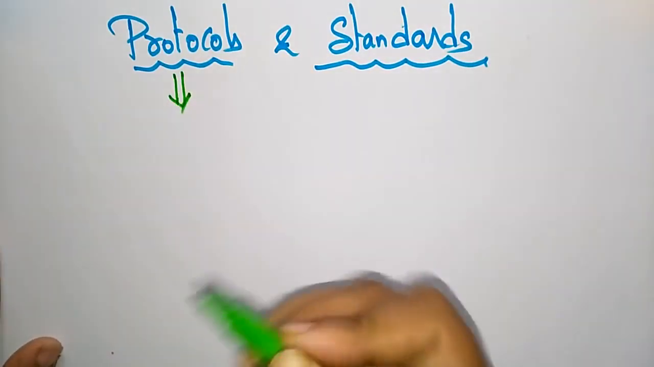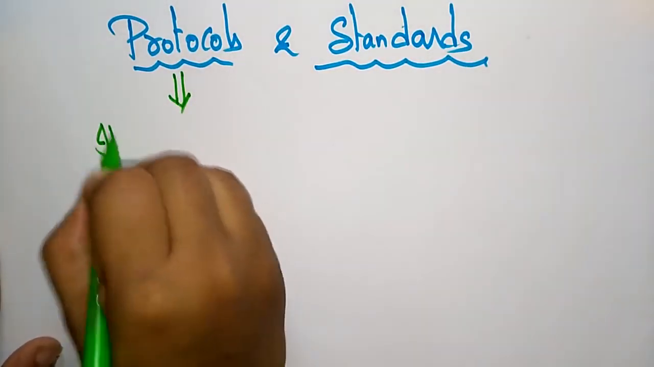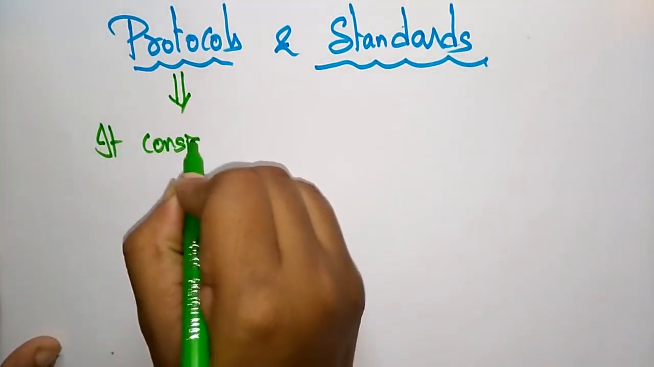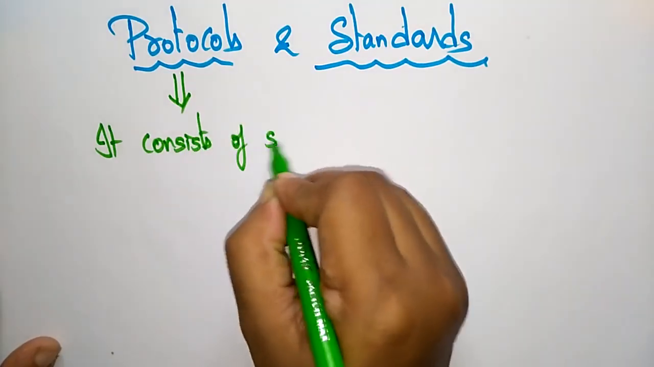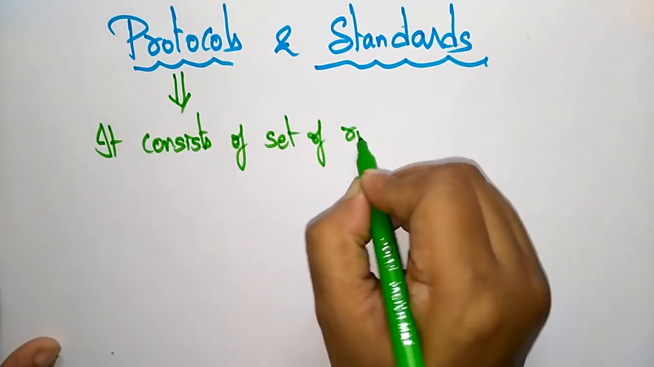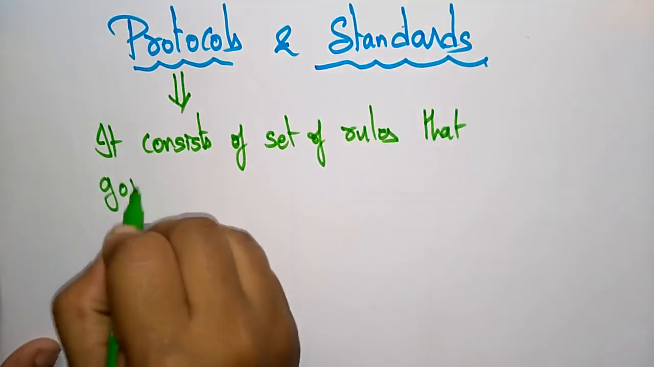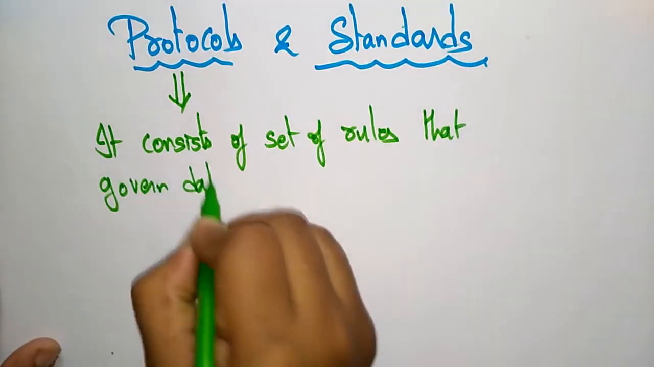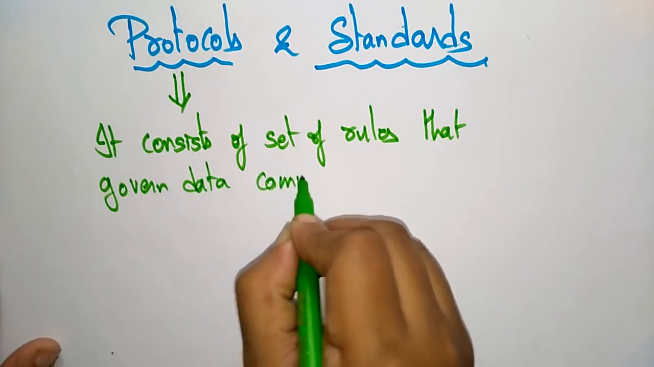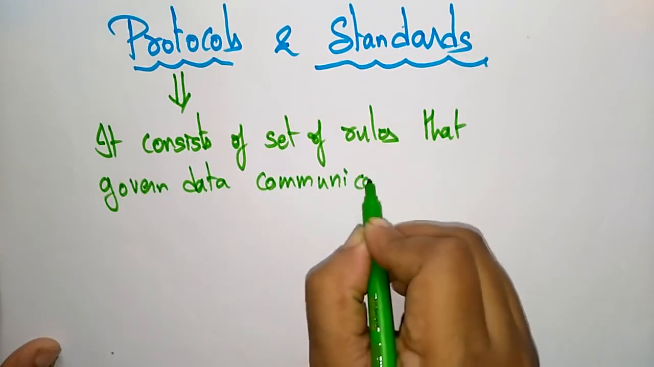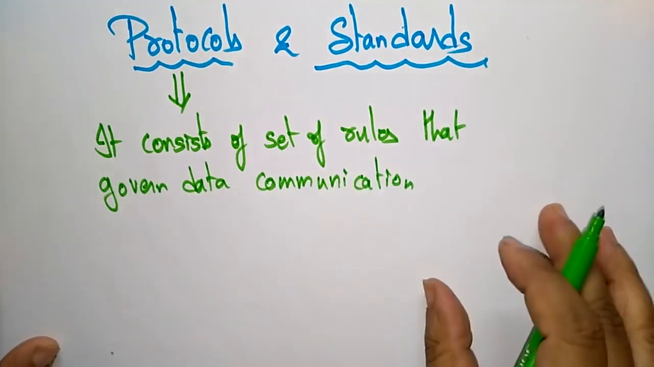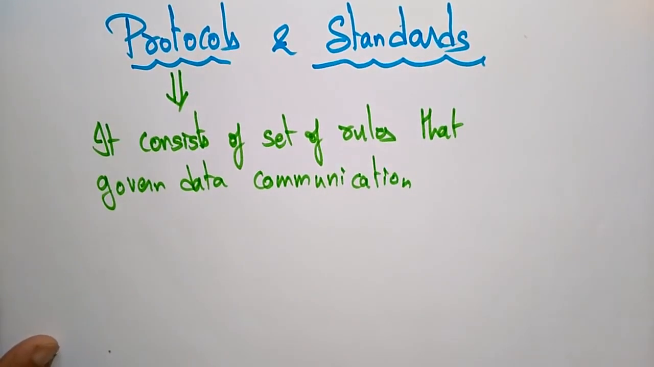Protocol: it consists of a set of rules that govern data communication. So this was the definition of the protocol. A protocol is nothing but a set of rules that govern data communication.